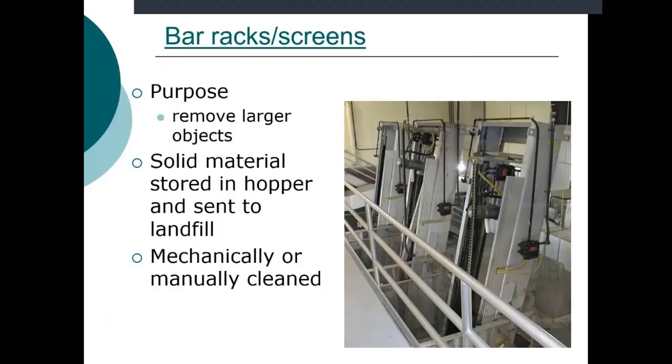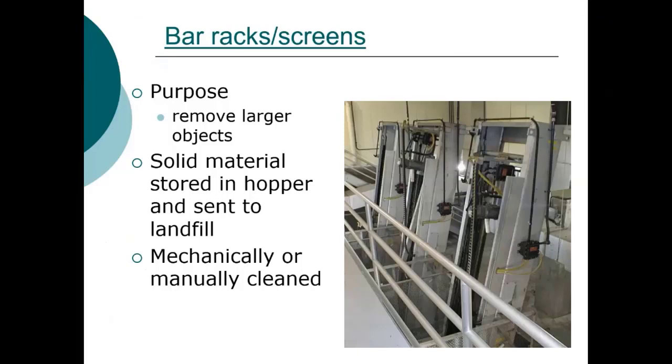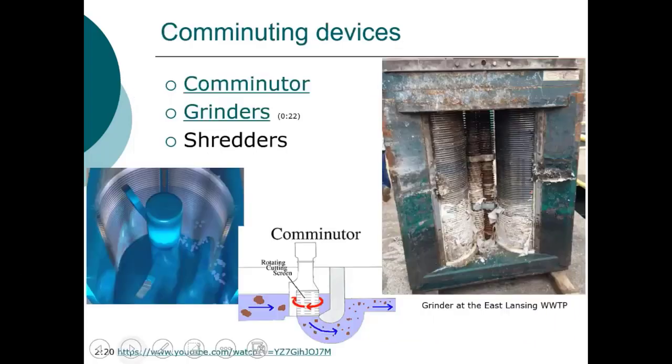So here's a photo of the bar screen. The purpose of this is to remove larger objects. That solid material is then sent to a hopper. These are mechanically or manually cleaned. These are screens that have openings of about 1.5 to 2 inches. They're catching that large material. That may be twigs, other material from a combined sewer system that flowed into the sewer. They can be things like the toy that the little kid flushed down the toilet.